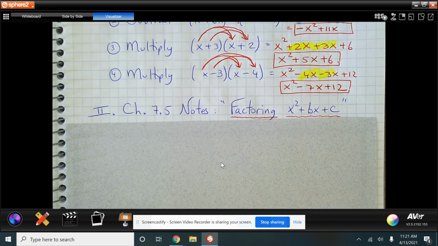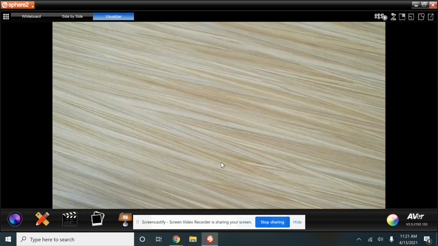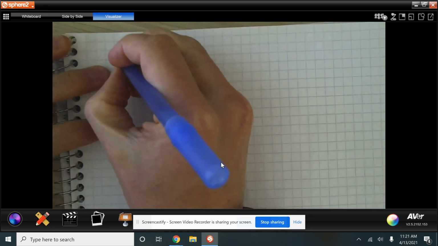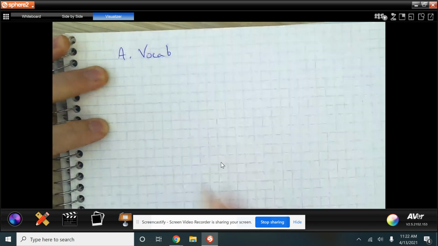But before I do that, I would like to take you back to 5th grade for a second, just to make sure that you guys remember the vocabulary, okay? So this is just a little vocab thing. You don't need to write this down if you don't want to, but you can. Just a little bit of vocabulary.